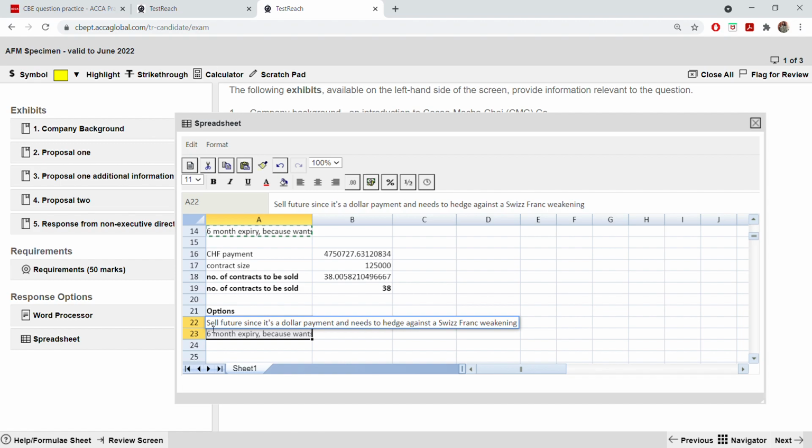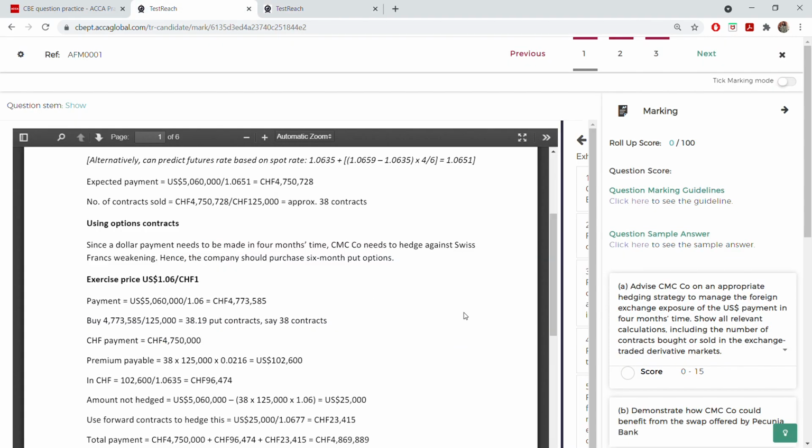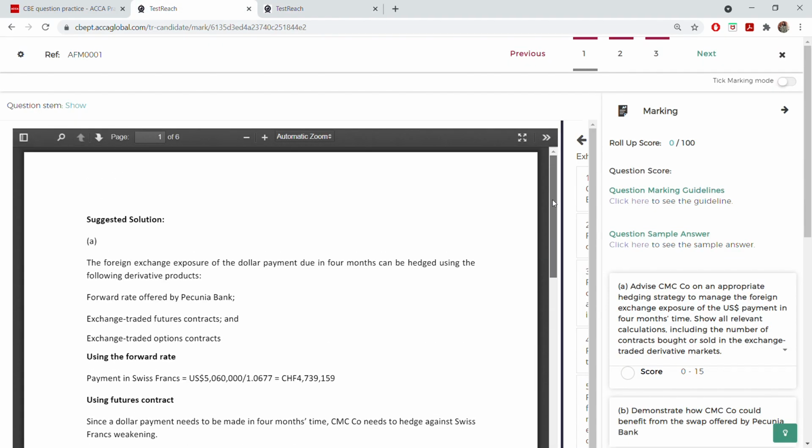Okay, so here you have to say buy put option. I will write it for you since this is the first question I'm doing. Buy put option since it's a dollar payment and needs to hedge against Swiss franc weakening. This thing is repeated, so you can just copy paste it. 6-month expiry because we want to hedge, that's the same thing, so no need to change. Now you see, even the actual answer also is like that.